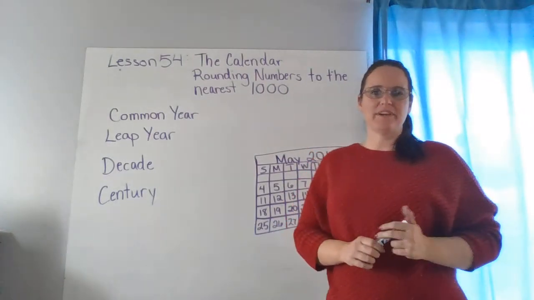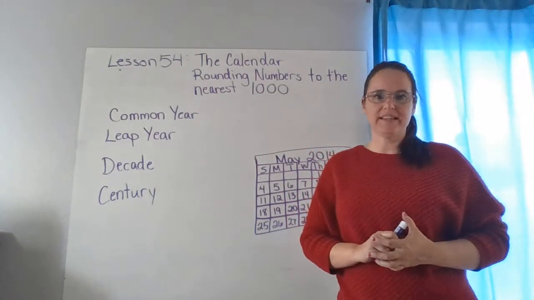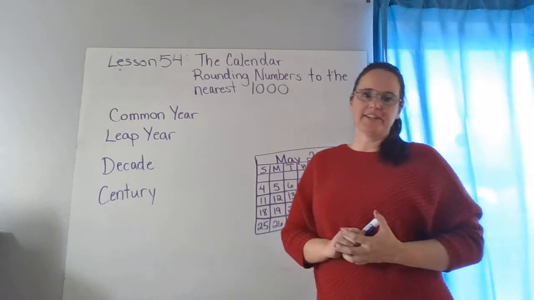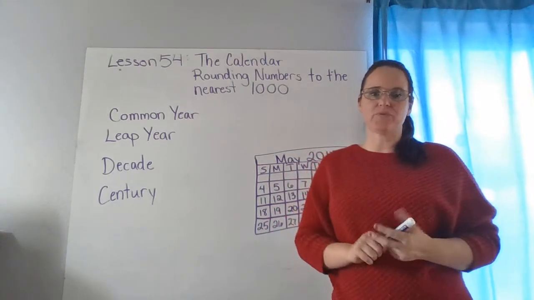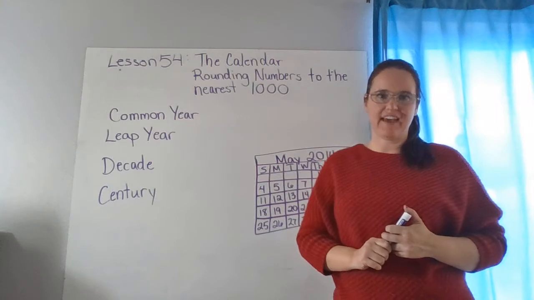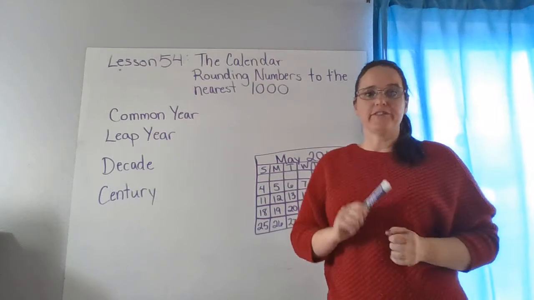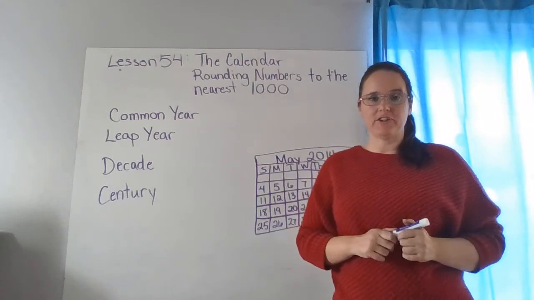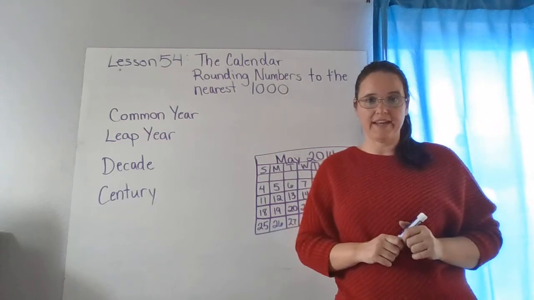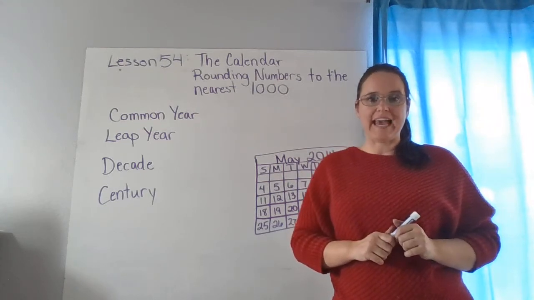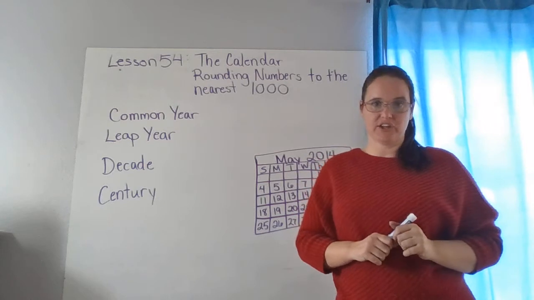Hi class, today we are on Saxon Book 4, Lesson 54, and we're going to talk about the calendar and rounding numbers to the nearest thousand. So, the first thing we're going to talk about is some information that if you don't already know it, you're going to need to add this to your math dictionary.